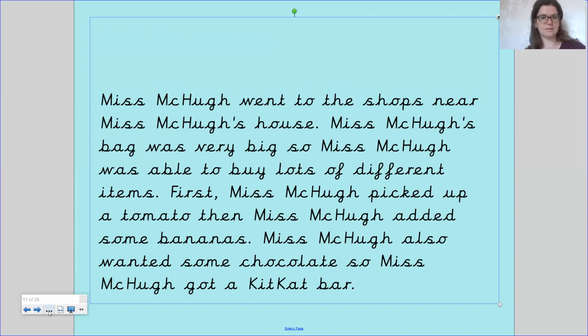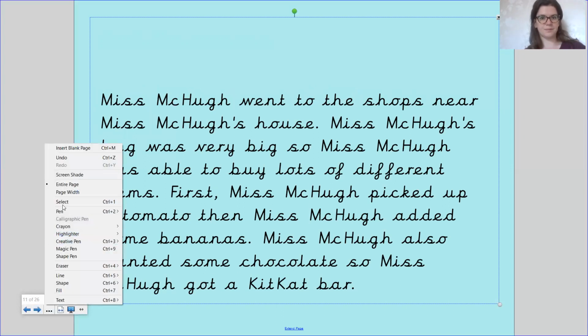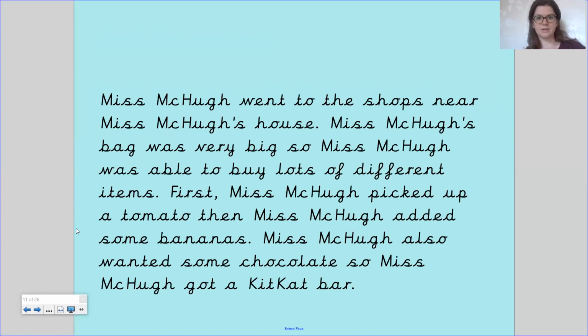So, Miss McHugh went to the shops near Miss McHugh's house. Miss McHugh's bag was very big, so Miss McHugh was able to buy lots of different items. First, Miss McHugh picked up a tomato. Then Miss McHugh added some bananas. Miss McHugh also wanted some chocolate, so Miss McHugh got a Kit Kat bar. Pause this video if you want. Tell the person next to you what is wrong with this bit of writing.